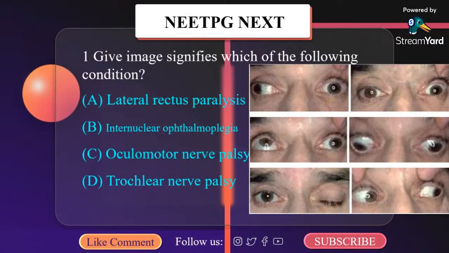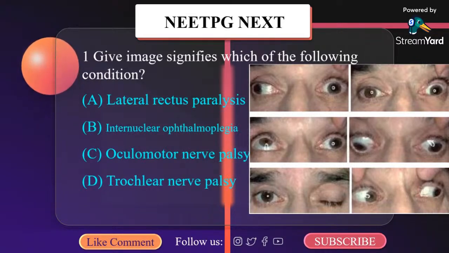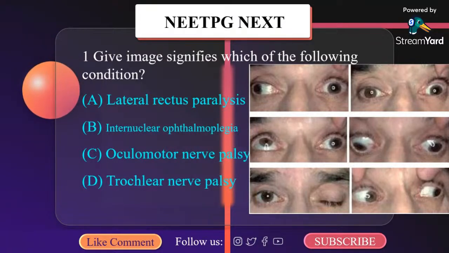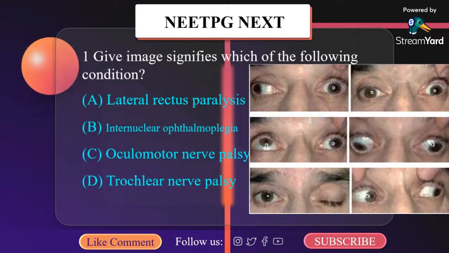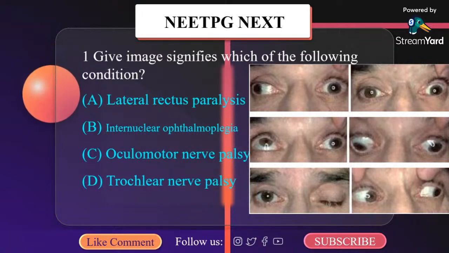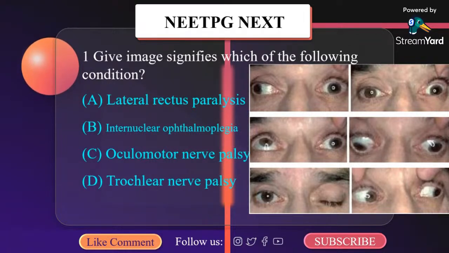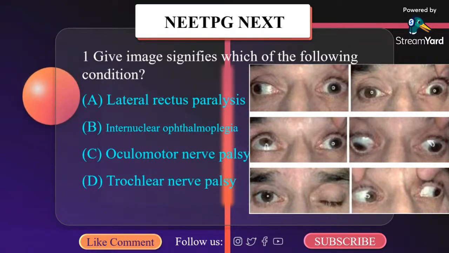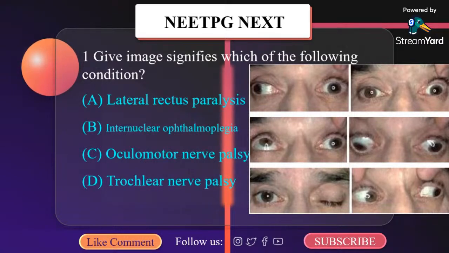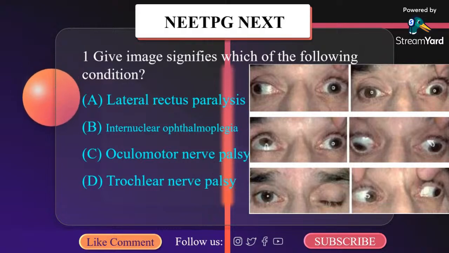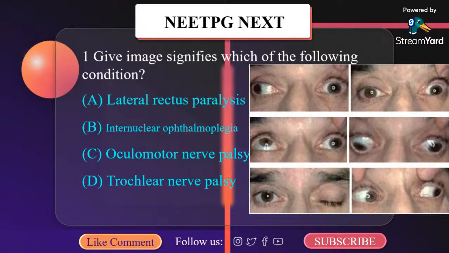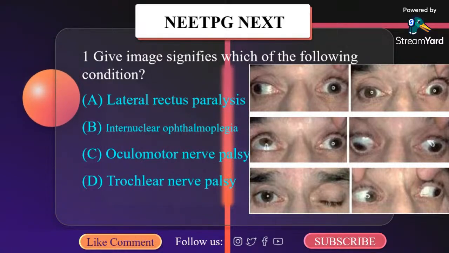So why is this subject important? This subject has about 10 to 12 questions in the NEET PG exam, and about 18 questions in the INI-CET exam. So this subject is very, very important and the questions are straightforward. Some of the questions are concept-based clinical case scenarios, and some are direct fact-based questions.